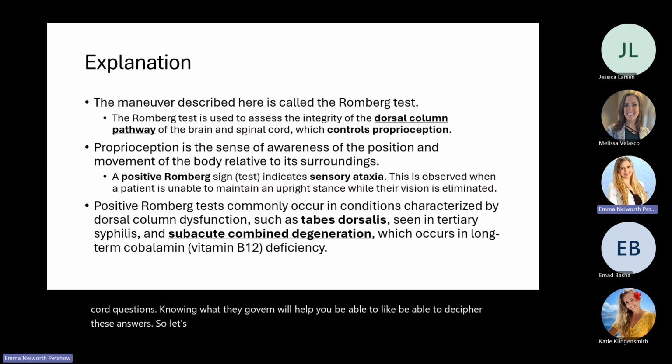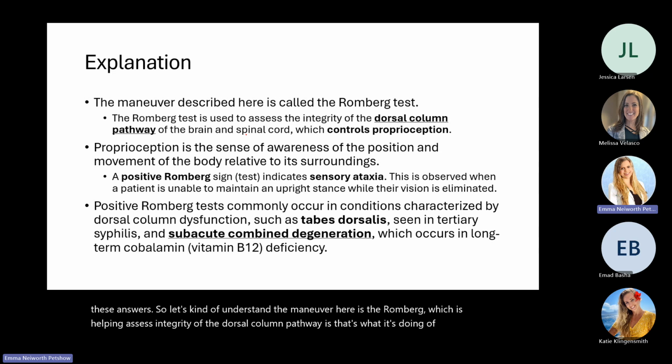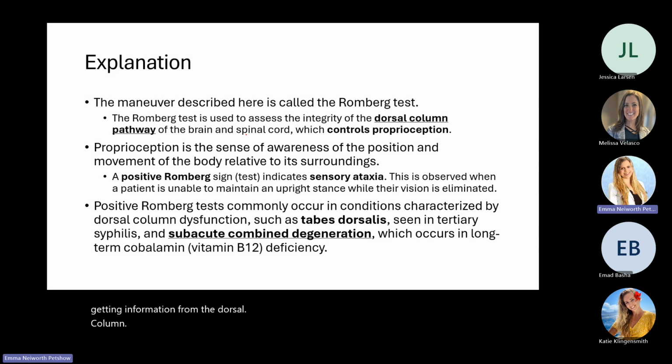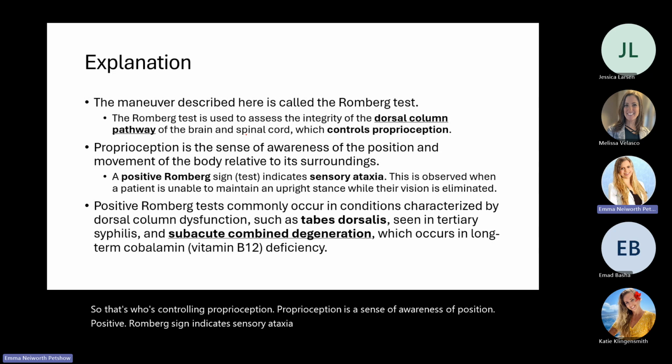So let's understand. The maneuver here is the Romberg, which is helping assess the integrity of the dorsal column pathway of the brain and spinal cord. The dorsal column is what carries proprioception. The cerebellum is getting information from the dorsal column. Proprioception is a sense of awareness of position. A positive Romberg sign indicates sensory ataxia. Positive Romberg occurs oftentimes in dorsal column dysfunction.